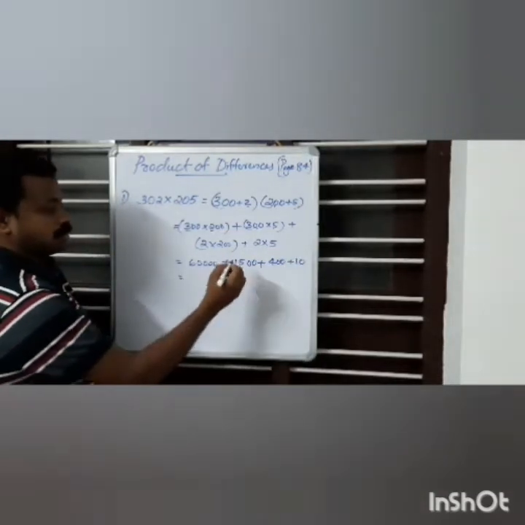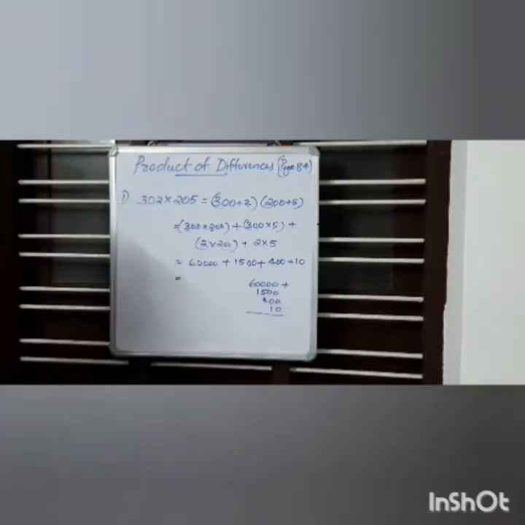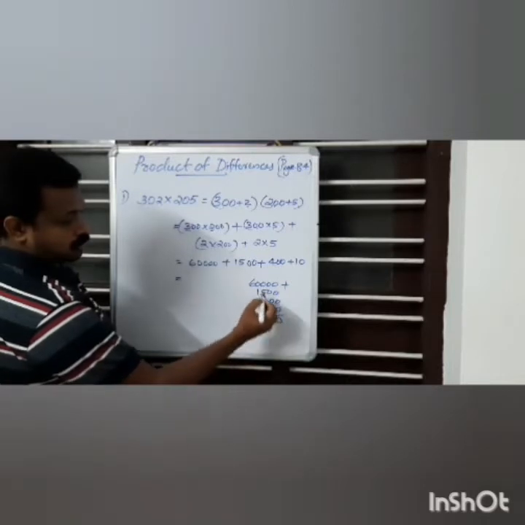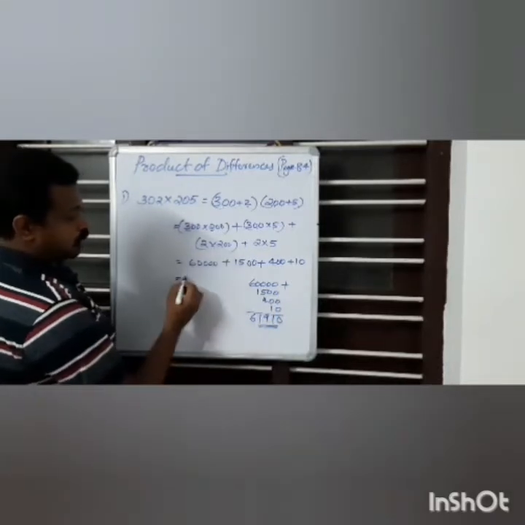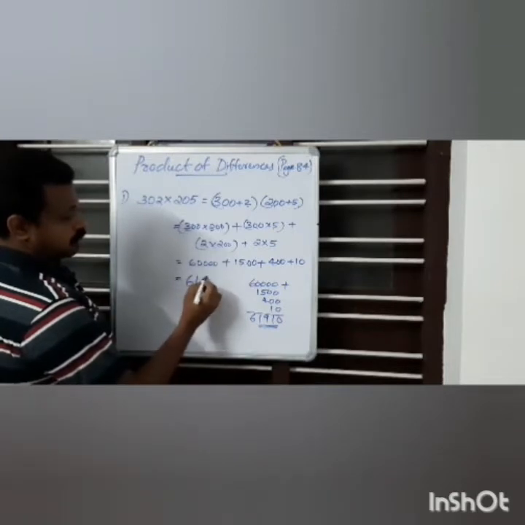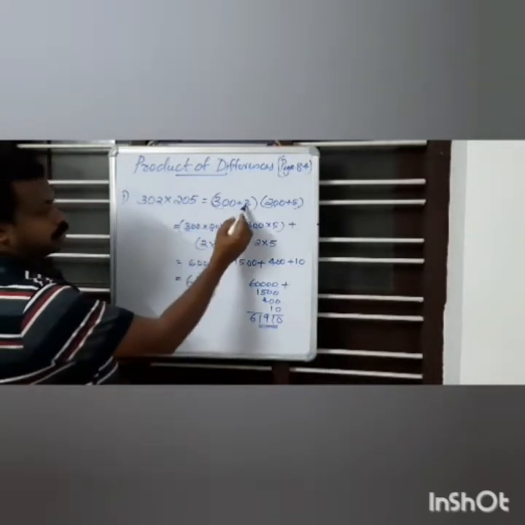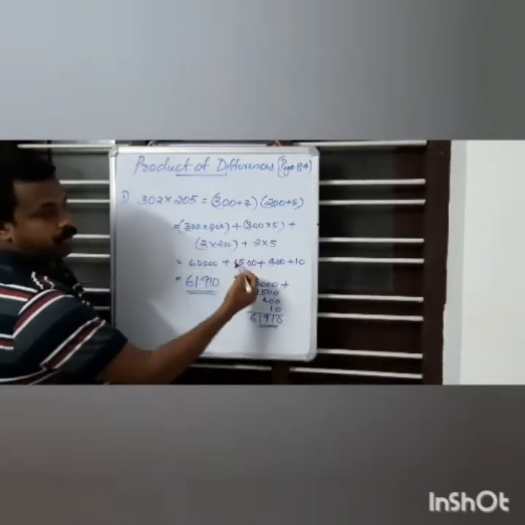Then we have to add all these together. So we have to add 0, 1, 9, 1, 6. So we are getting the answer as 61,910.